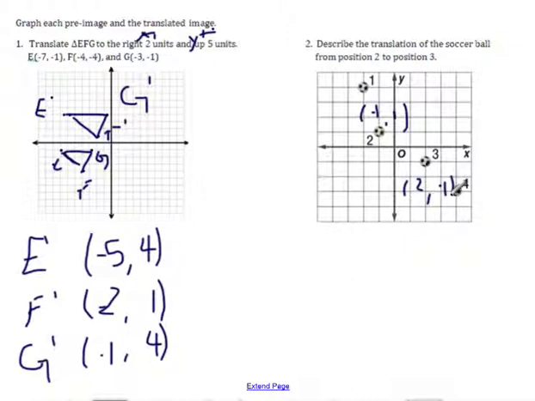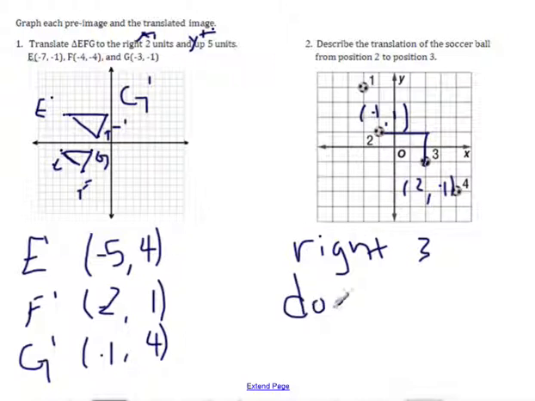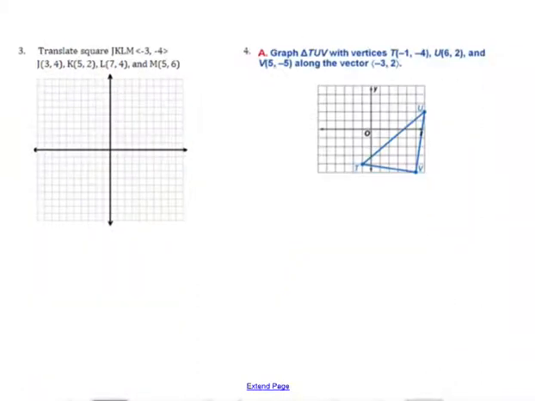So to figure out, first of all, I noticed that it's going to the right, and it went right 1, 2, 3 points. So it went right 3, and then I noticed it went down 1, 2. So that's a translation. Right 3, down 2. Next, let's take a look at number 3.